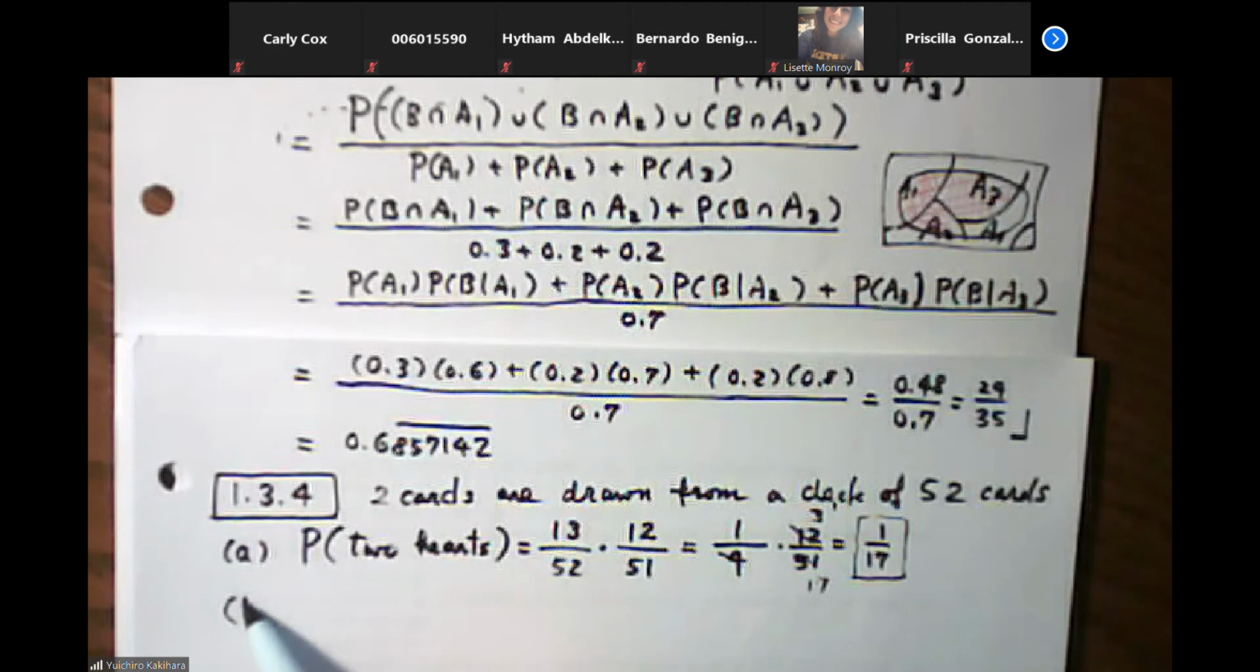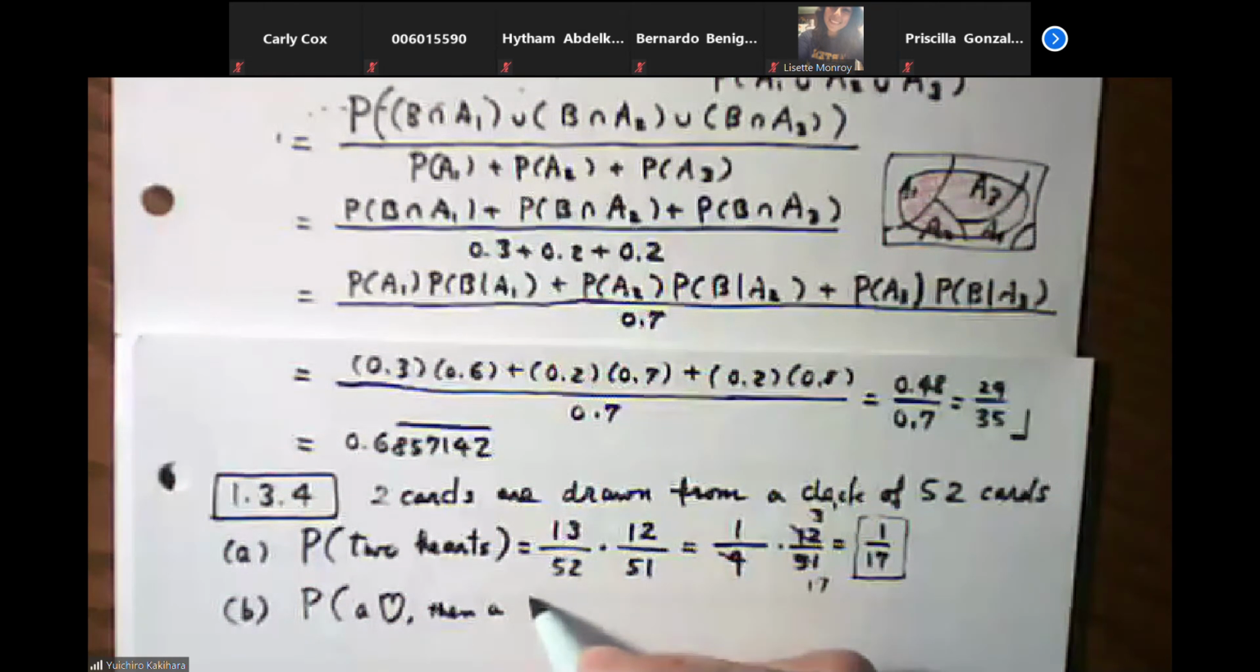Next one. What is the probability that the first one is a heart, and then a club? My picture is not good, but this is the idea. The first one is a heart, and then the second one is a club. What is this probability?